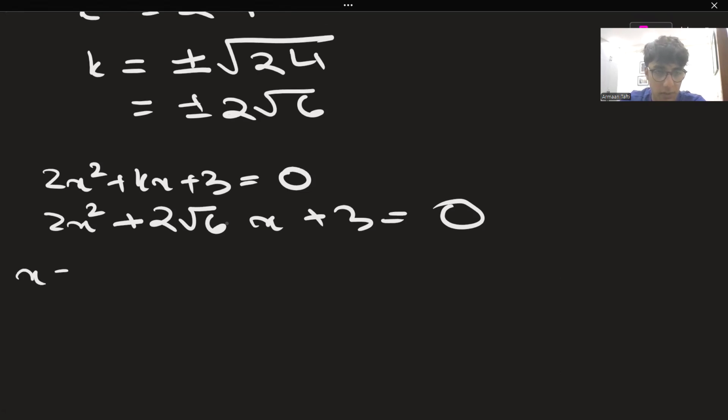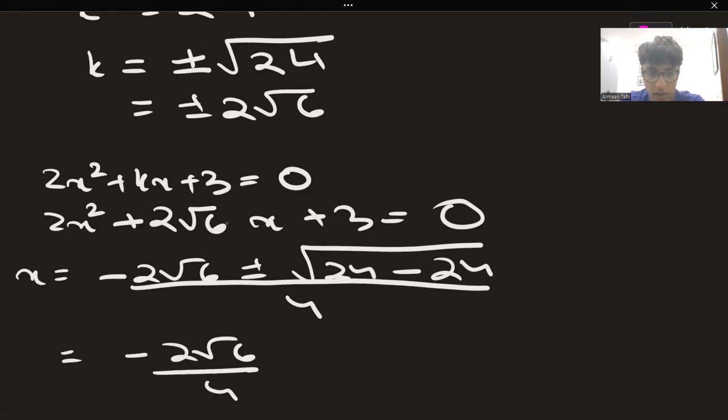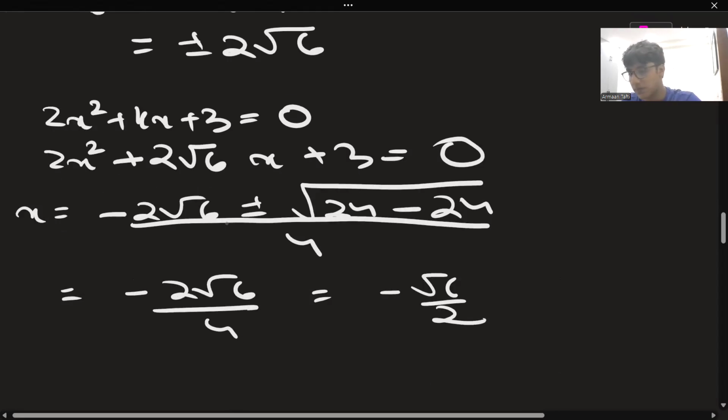So we have x equals minus 2 root 6 plus minus the root of b squared, which is 4 times 6, that is 24, minus 4ac. 4 times 3 is 12, times 2 is 24, all divided by 4. So this becomes 0, so just minus 2 root 6 by 4, which equals minus root 6 by 2, right? So it just has two equal roots, which is exactly what we set out to do. So I think we can do the second part as well.